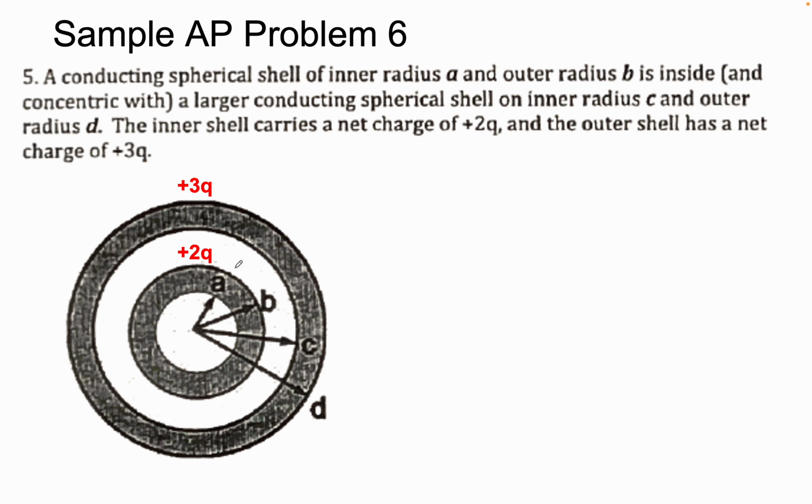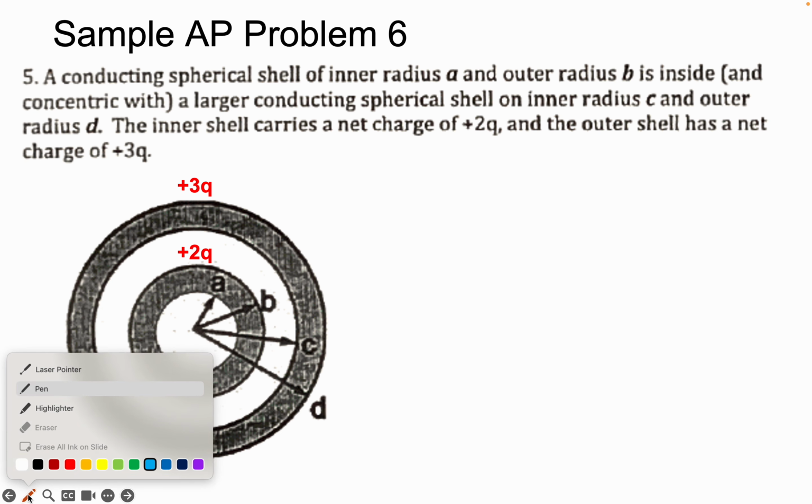Lastly, number 6 on this one. We've got a conducting spherical shell of outer radius B inside, and a larger conducting one on the outside. Each shell carries a net charge, the inner one of Q and the outer shell of 3Q. Now, a couple quick reminders.